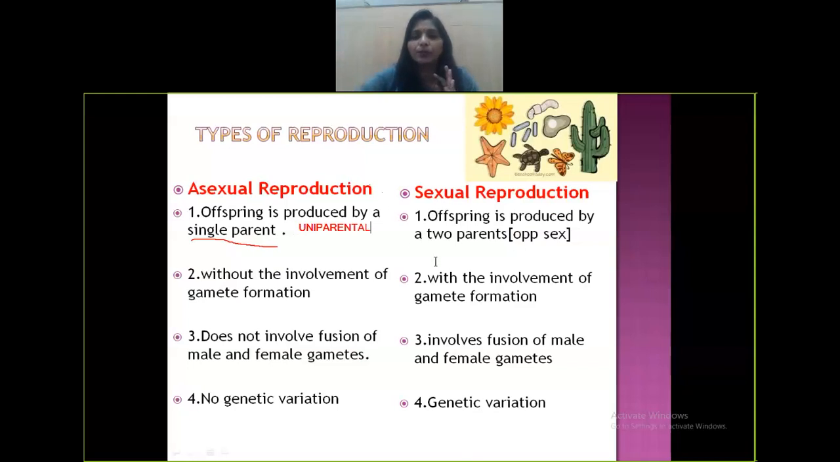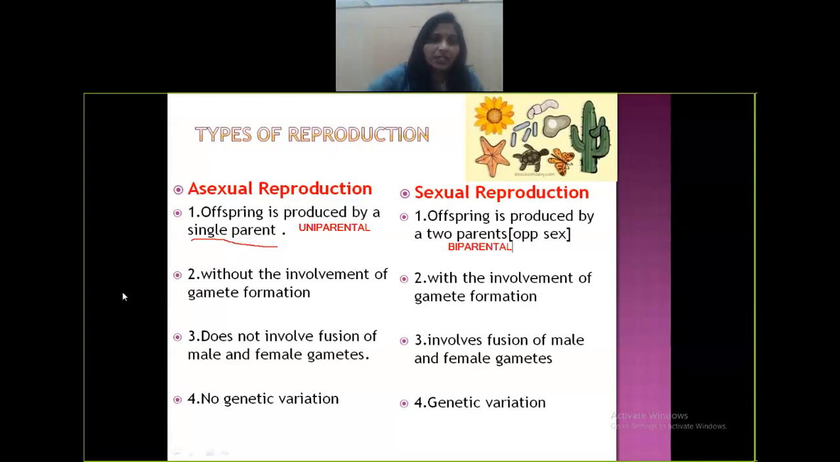Then what happens in sexual reproduction? Offspring is produced by two parents of opposite sex. Then we also use another term called as biparental. Is the difference clear? The first difference: offspring is produced by a single parent in one, and by two parents of opposite sex in the other.